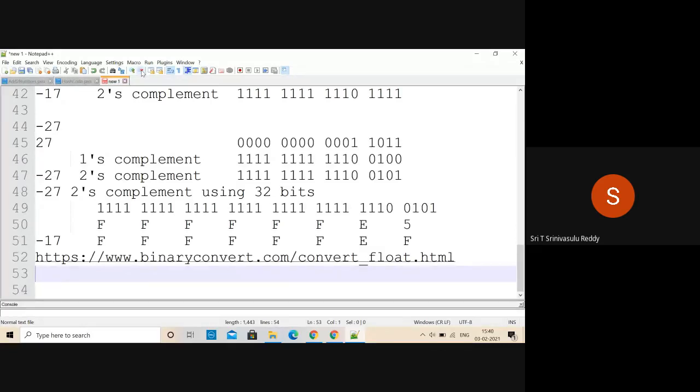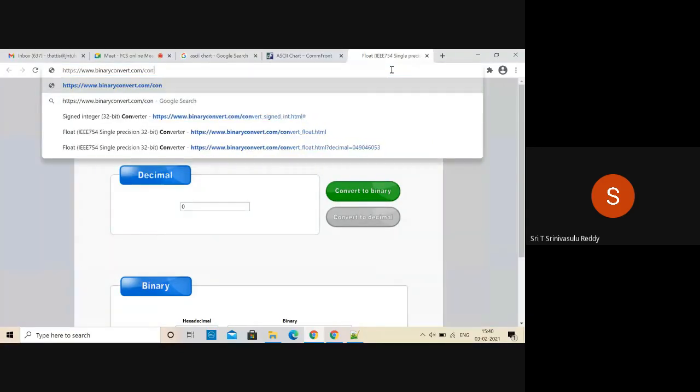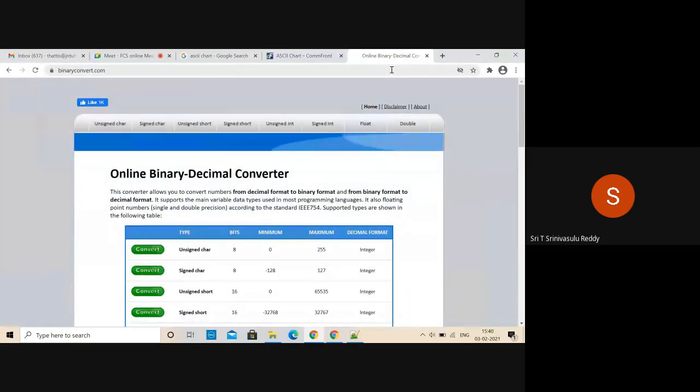It is binaryconvert.com. Float is not what we want. Let me show you here, without this last HTML part. So this is the one. In this, you can see how characters are represented, signed characters, short integers, floating point, and all that. Go through this. This is a rich experience.